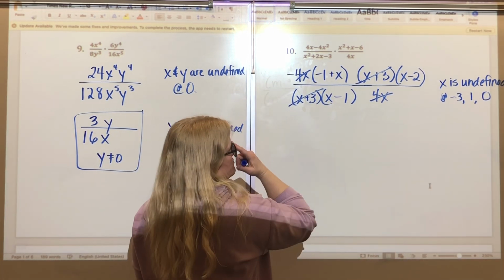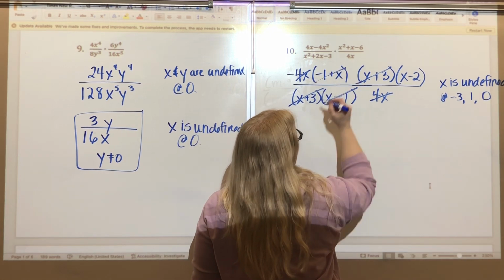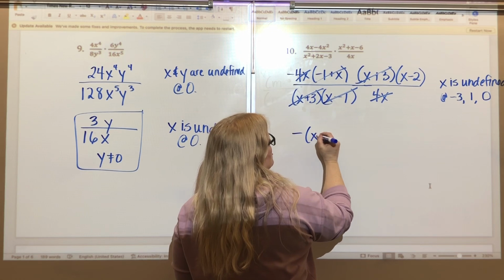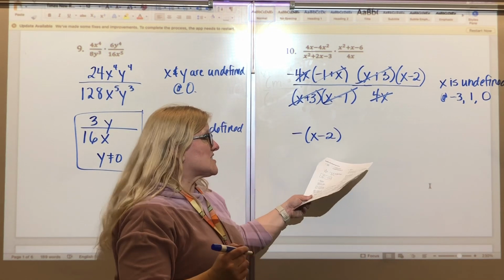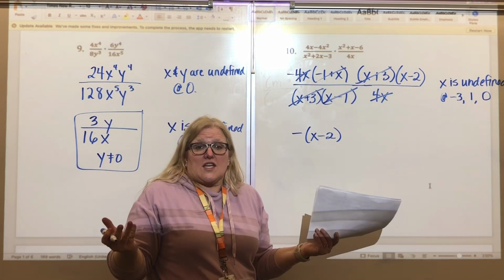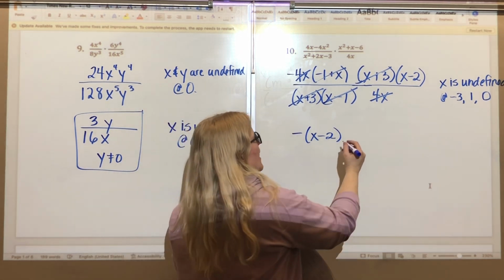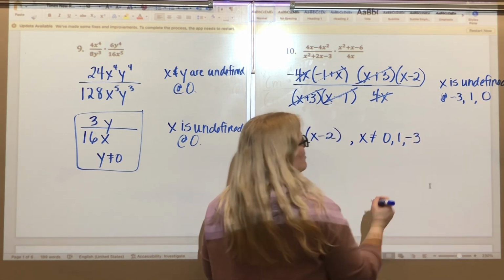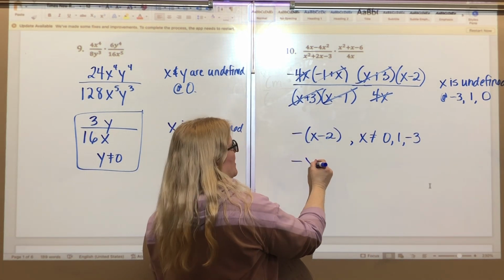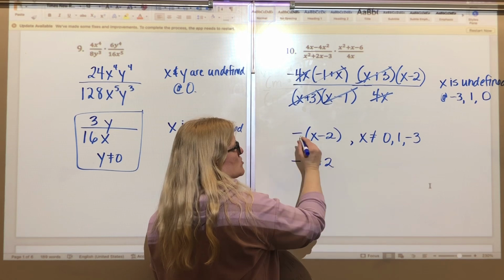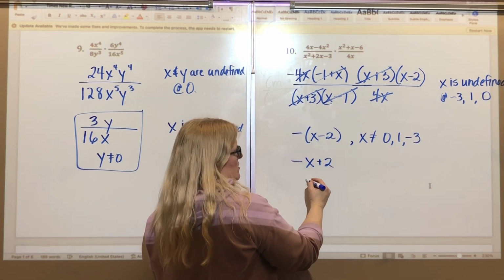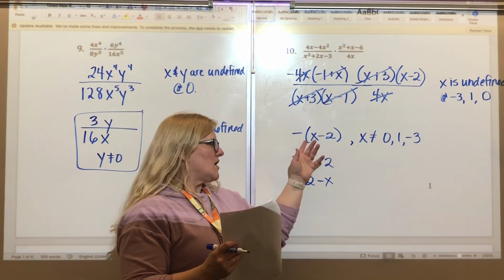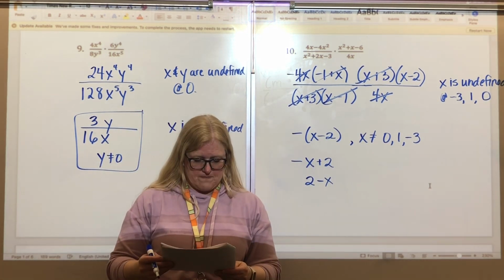Okay, so this cancels out, I am left with a negative and then x minus 2. Everything is defined here, right? Because there's no denominator. So x cannot be 0, 1, or negative 3. Now you can leave it like this. You could make this negative x plus 2 if you distribute the negative. You could also change these two places and have 2 minus x. All of those are the same, but I would accept any of those.